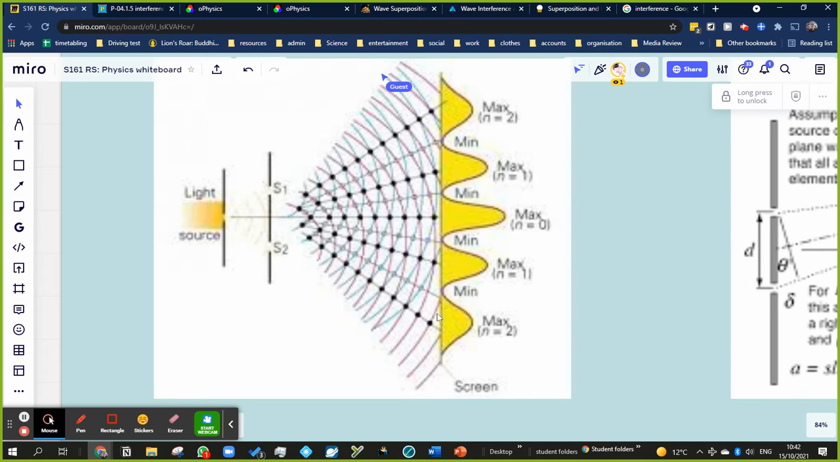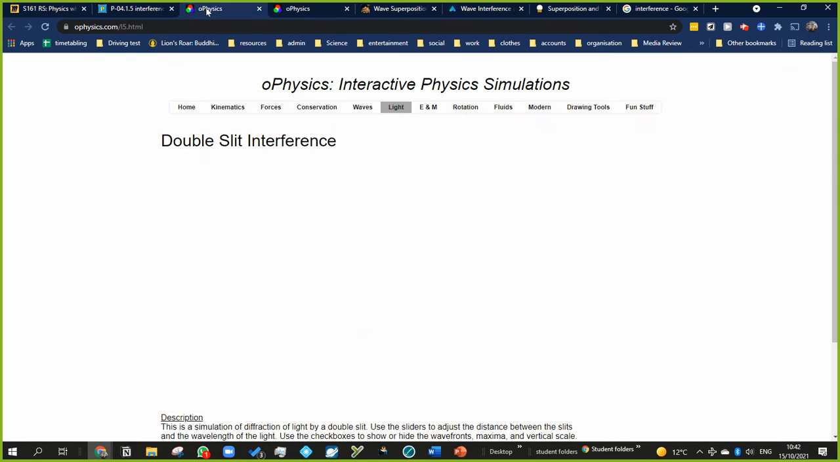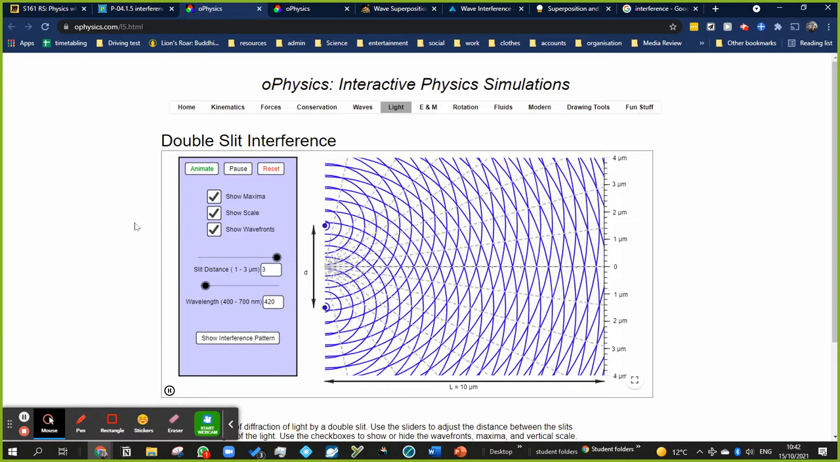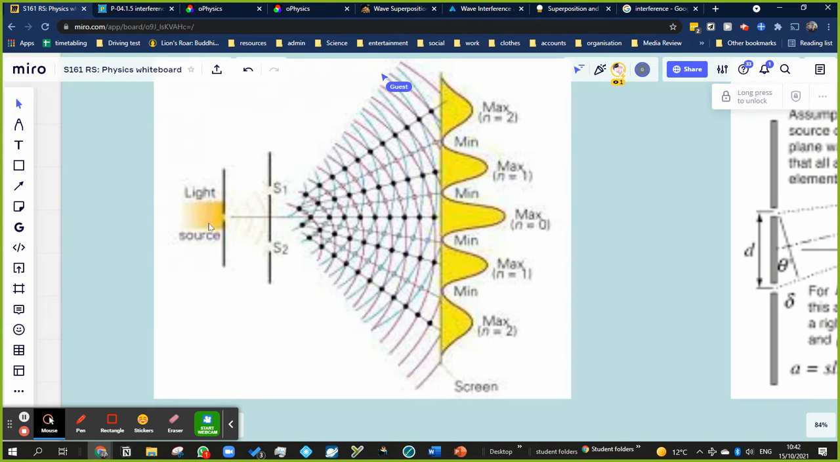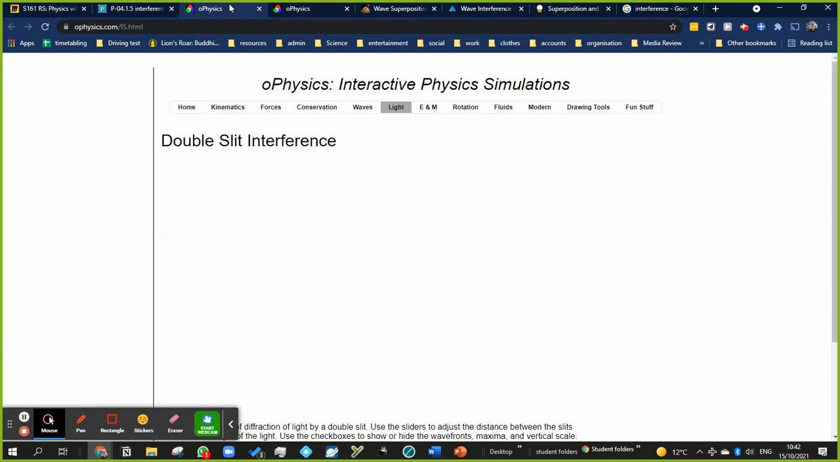Okay, so let's go straight to the simulation then. On this simulation, we see it better in the whiteboard, actually. There's light coming from a source. That light is meeting two slits, and then it's producing this pattern. We'll try to understand why that's happening.